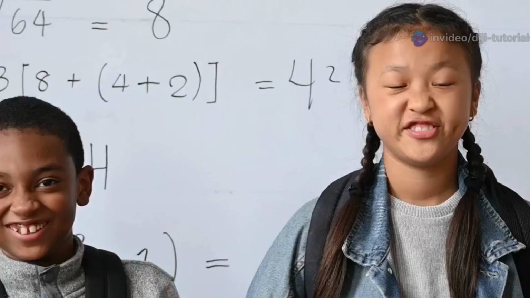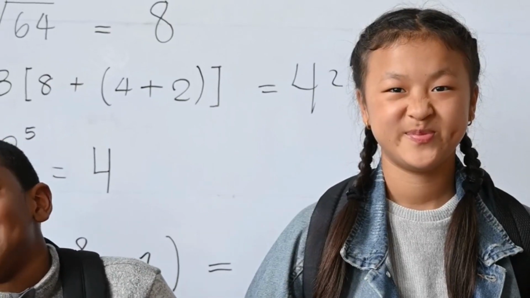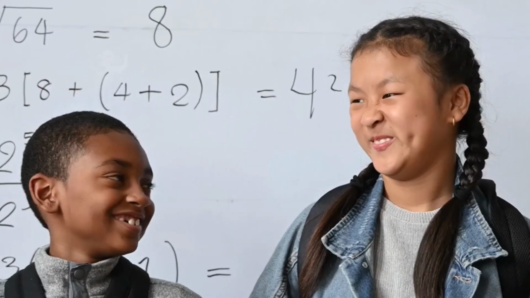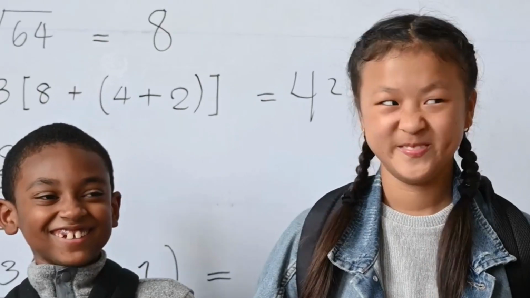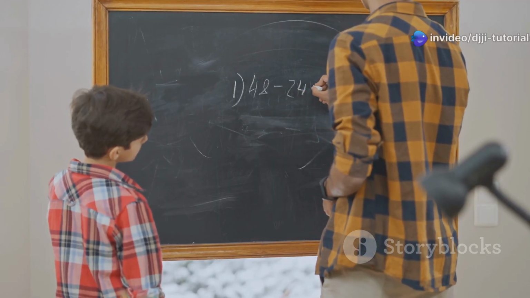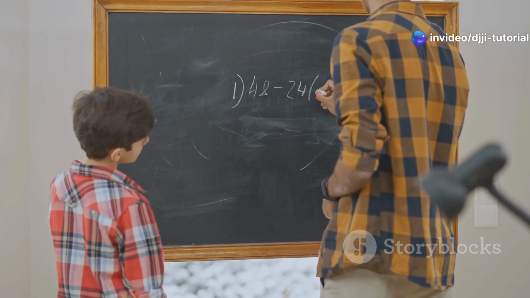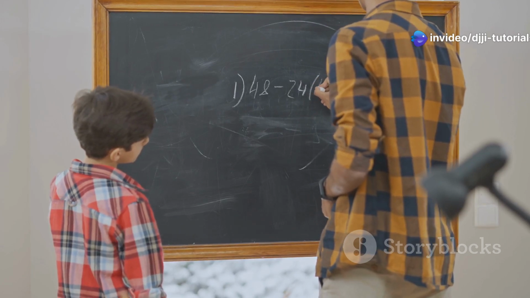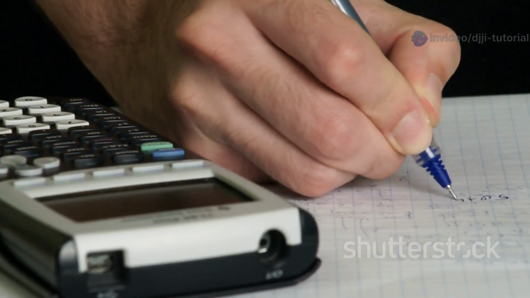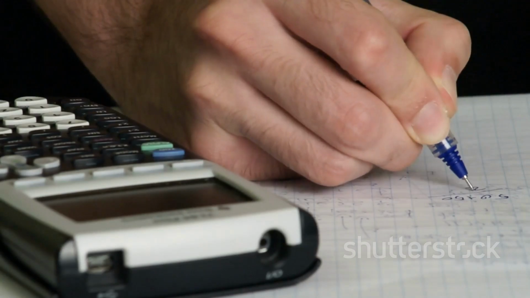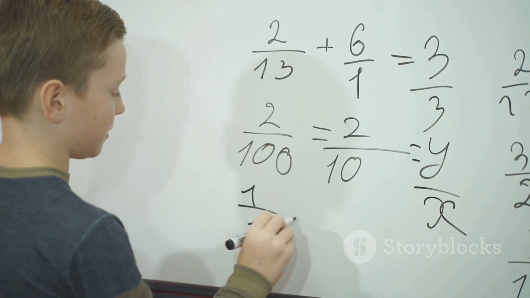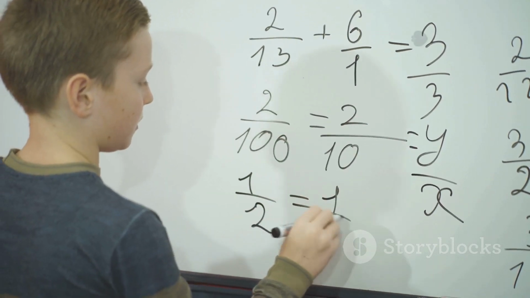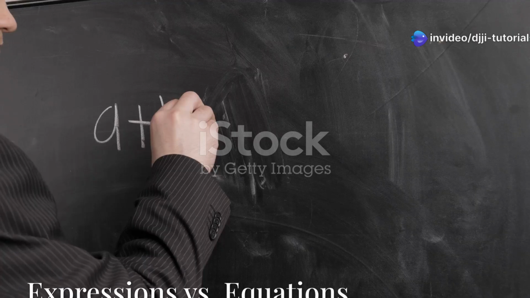Examples of expressions: 2x plus 5. This expression has a variable x, a coefficient 2, and a constant 5. 3y minus 7. This expression has a variable y, a coefficient 3, and a constant -7. 5 plus 9. This expression has only constants and an operator. a divided by b. This expression uses variables a and b and the division operator.